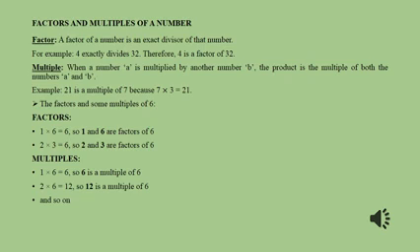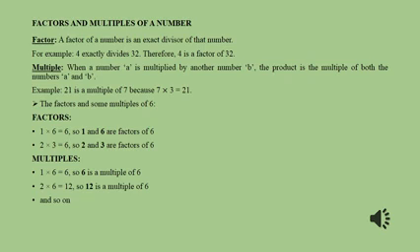Next is multiple. When a number a is multiplied by another number b, the product is a multiple of both the numbers a and b. Suppose we are given two numbers, say 7 and 3, and we multiply both the numbers 7 and 3, the product comes out to be equal to 21. So 21 is a multiple of both 7 as well as 3.